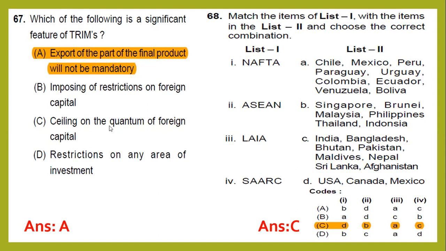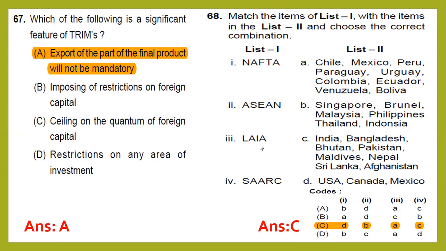68th question, match the following of list 1 versus list 2. So let us see the option. NAFTA. NAFTA is related to USA, Canada, Mexico. Next we have ASEAN, it's also called ASEAN. So the correct option is B. So Singapore, Brunei, Malaysia, Philippines, Thailand, and Indonesia. These are the countries of this association.